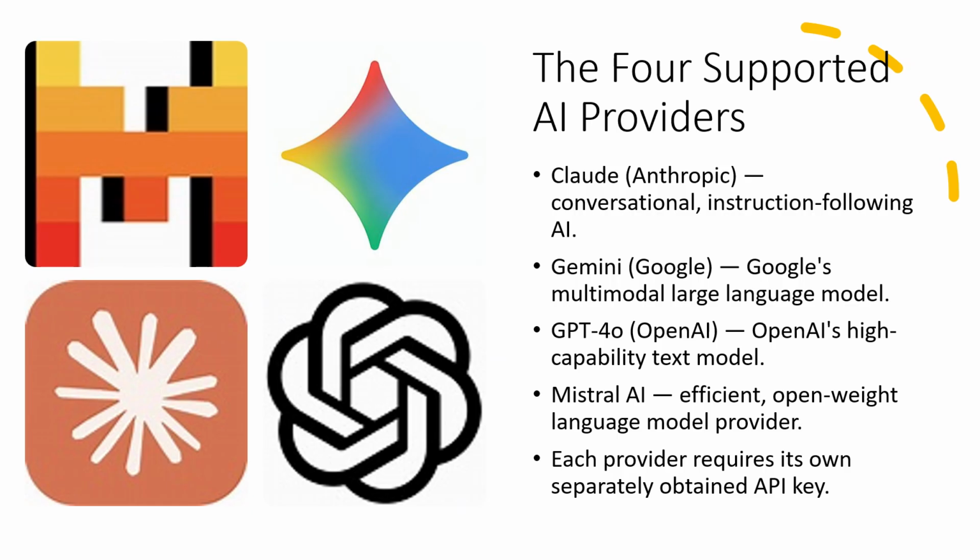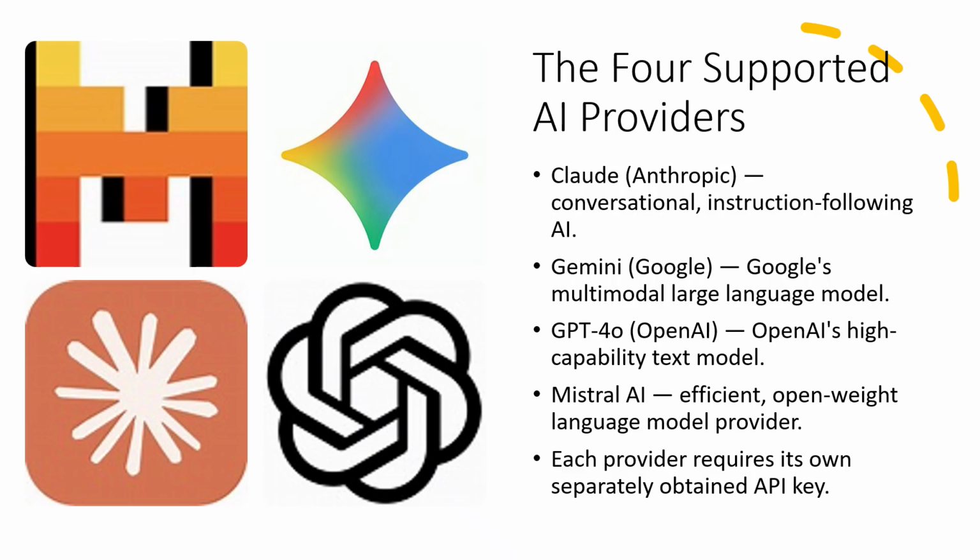PreseMaker supports exactly 4 AI providers, each representing a distinct commercial AI service. Claude, developed by Anthropic, is known for its strong conversational abilities and instruction-following capabilities. Gemini is Google's large language model, designed with multimodal features in mind. GPT-4o is OpenAI's high-performance text model, offering strong general-purpose capabilities, and Mistral AI rounds out the 4 with efficient, open-weight language models that are well regarded for their performance relative to their size.